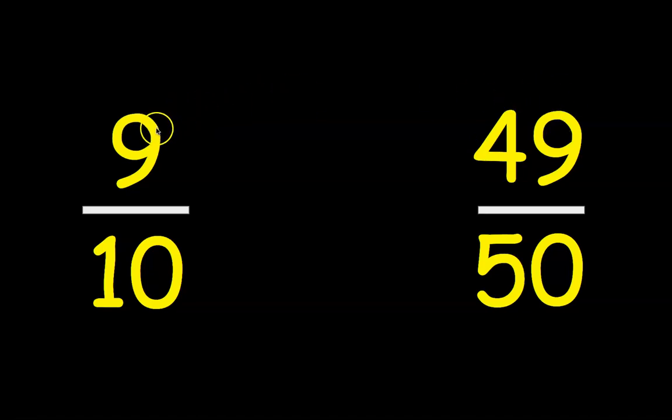Another way of thinking of it is, what do I have to add here to get to one pizza? And the answer is 1/10. What do I have to add here to get to one pizza? The answer is 1/50. Where do I have to add less? Here, I only have to add a 50th, so that's bigger.